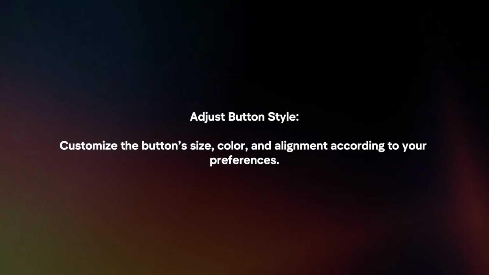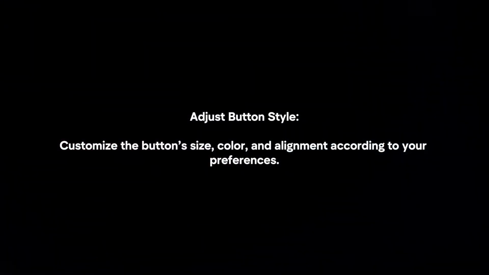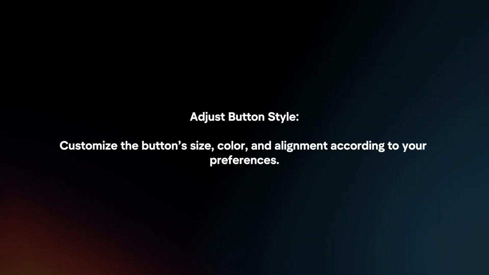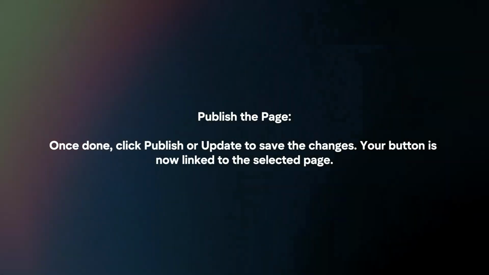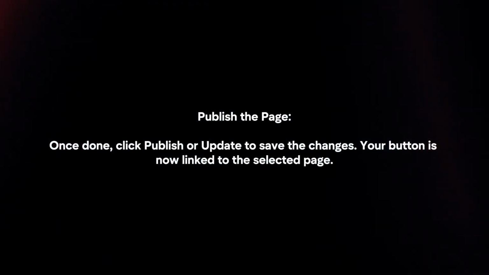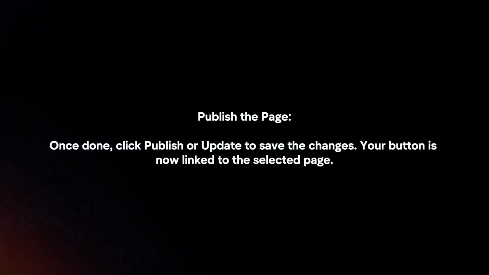Adjust button style. Customize the button size, color, and alignment according to your preferences. Publish the page. Once done, click Publish or Update to save the changes. Your button is now linked to the selected page.